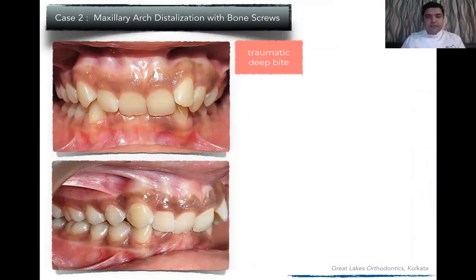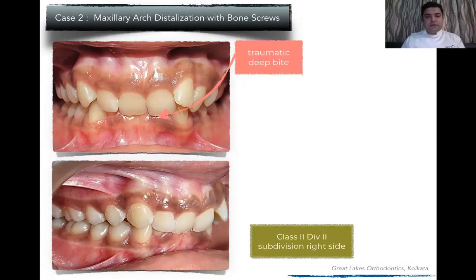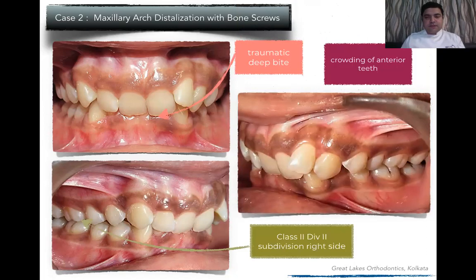Now, she has a traumatic deep bite. That's a 100% deep bite, where the upper incisors are coming and impinging the lower gingiva. She has a class 2 division 2 with subdivision right side malocclusion. So that's a class 2 molar and a class 2 canine. And the upper incisors are retroclined and the laterals are proclined, which shows that it's a div 2 situation. On the left-hand side, the molar relationship is class 1. So that's a subdivision case. And there is significant crowding of the anterior teeth also.